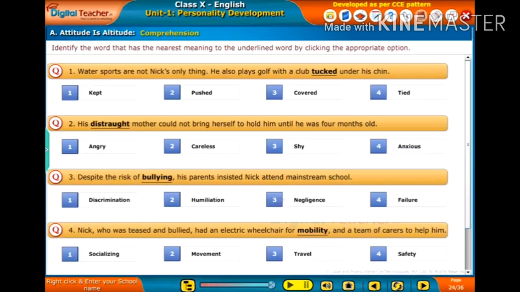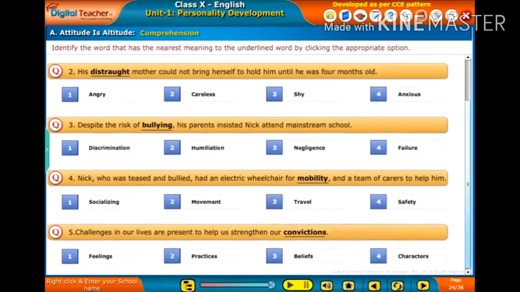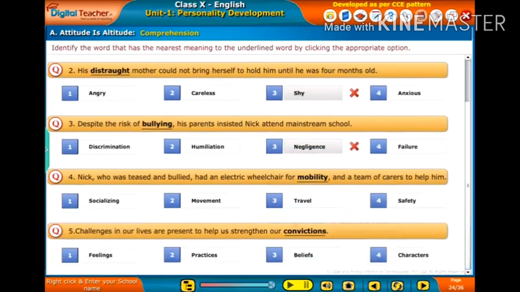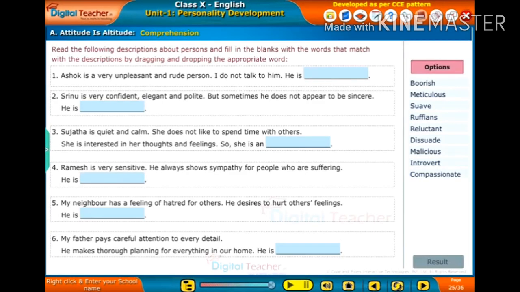Comprehension. Identify the word that has the nearest meaning to the underlined word by clicking the appropriate option. Read the following descriptions about persons and fill in the blanks with the words that match with the descriptions by dragging and dropping the appropriate word.